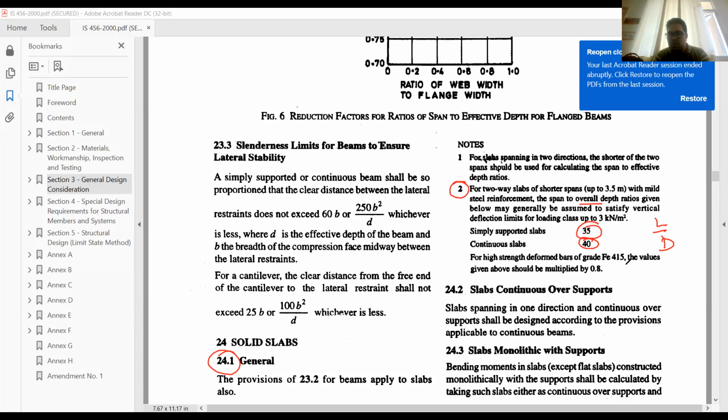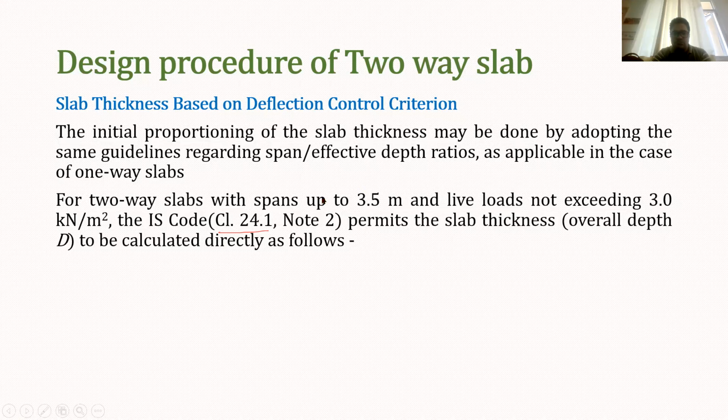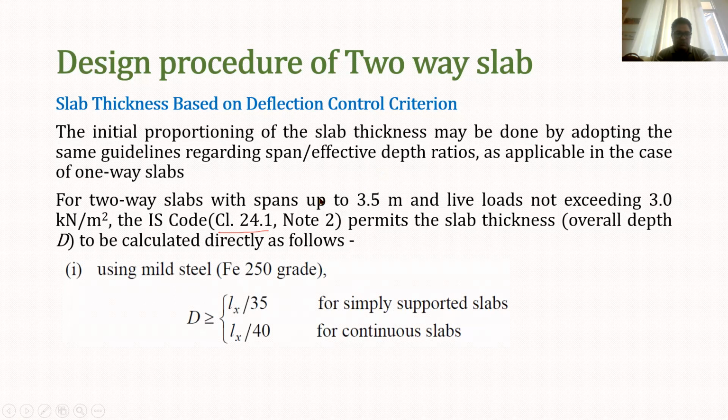Similarly, if we are using Fe415 reinforcement, in that case we multiply these ratios with 0.8 and we get the L by D ratio for the slab with Fe415. These are also provided in the slide, so I will show you there. Here you can see for mild steel, that is, if we are providing steel of grade Fe250, then D can be estimated by this ratio, which means the L by D ratio is given.